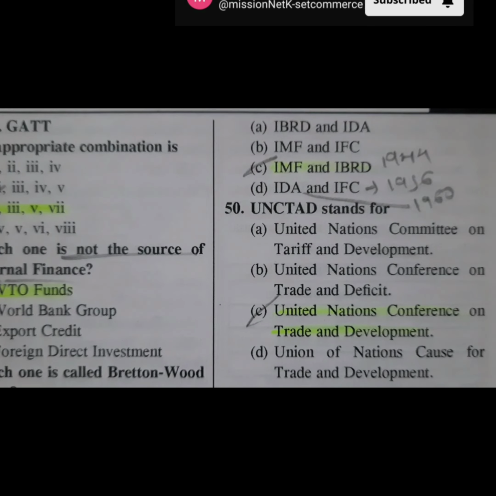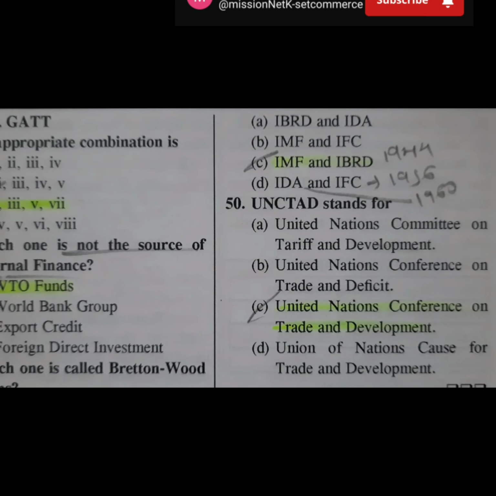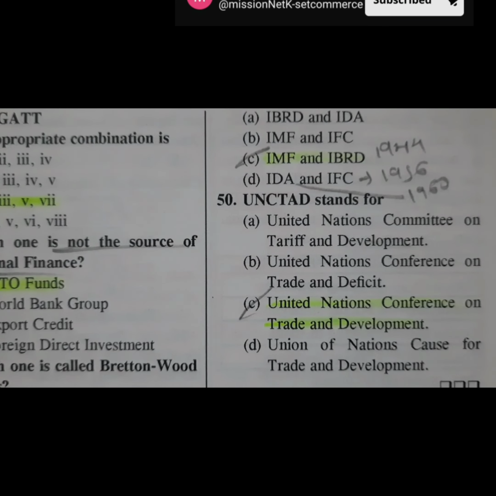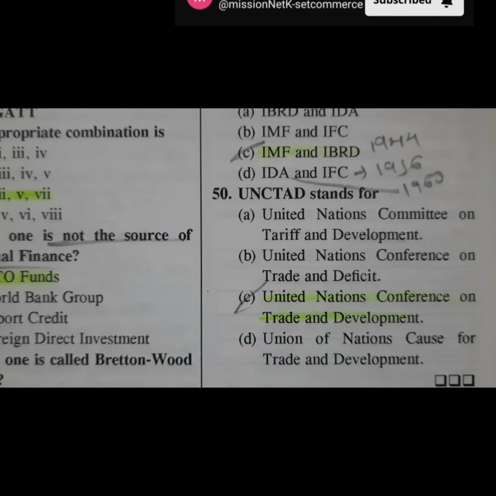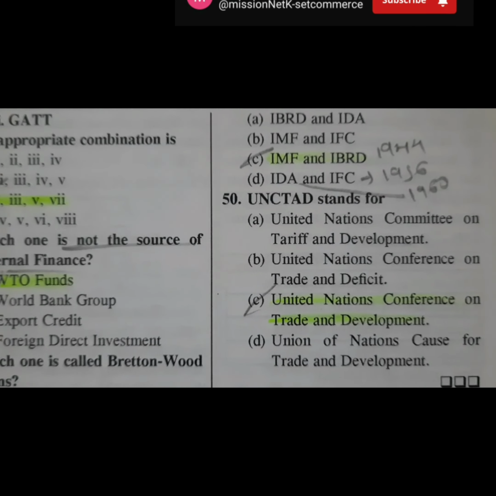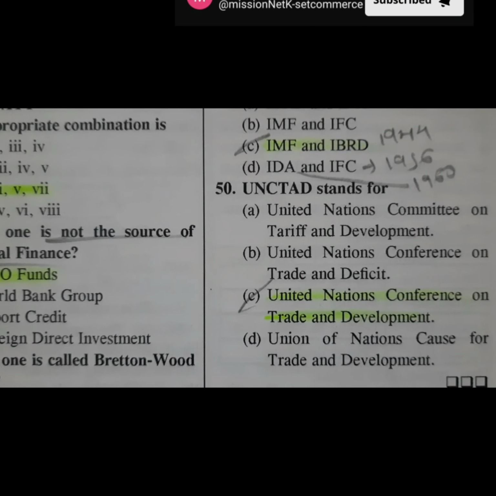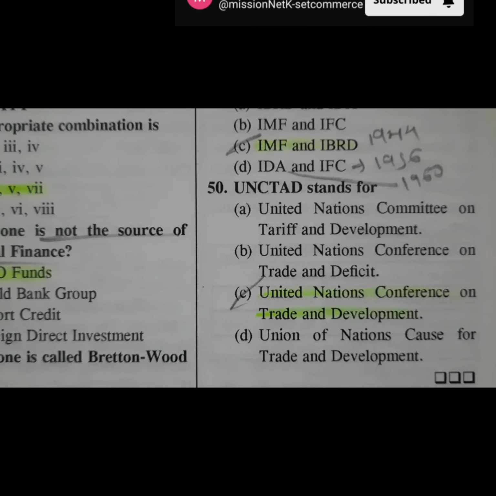The next question is, which one is called Bretton Woods twins? Here 4 options are given. The Bretton Woods twins are IMF and IBRD. Here IMF stands for International Monetary Fund and IBRD stands for International Bank for Reconstruction and Development. It came into existence in the year 1944. IDA came into existence in the year 1960 and IFC came into existence in the year 1956.